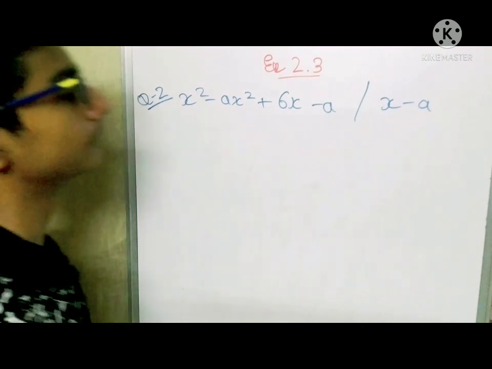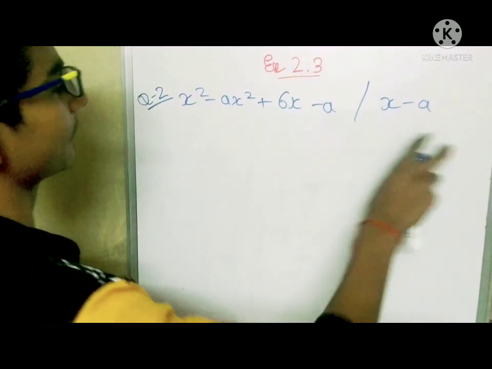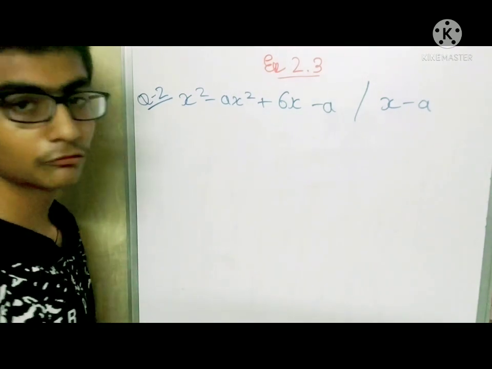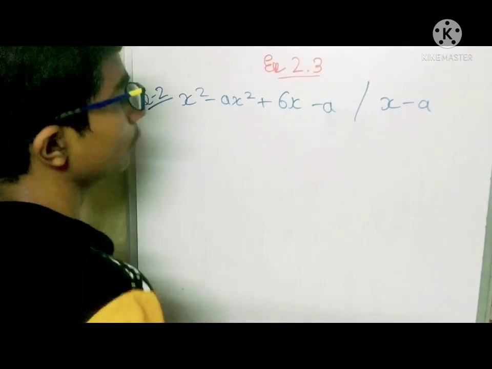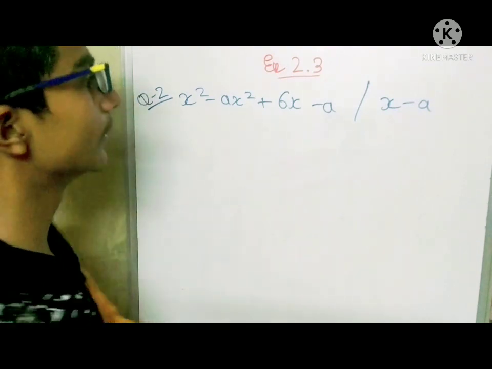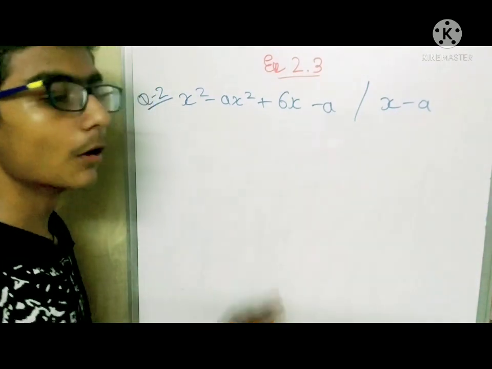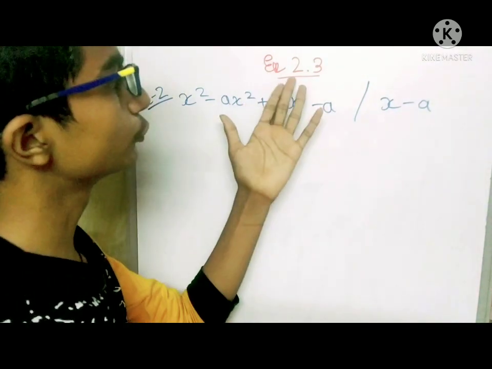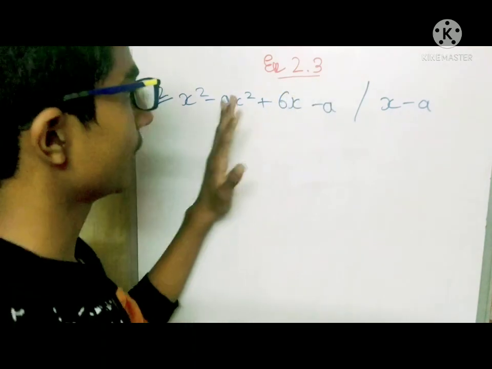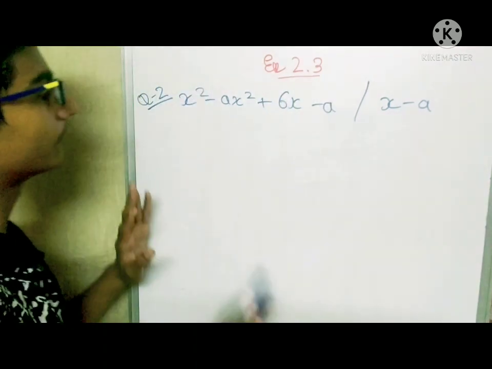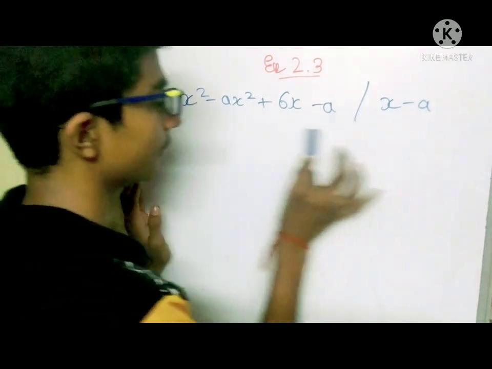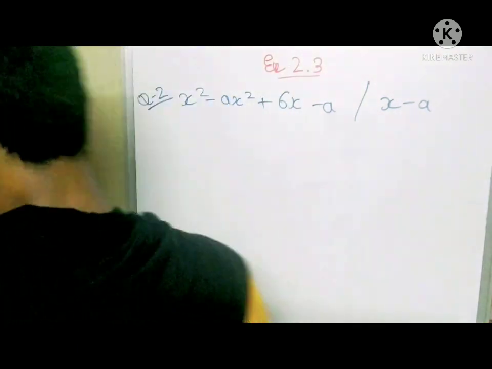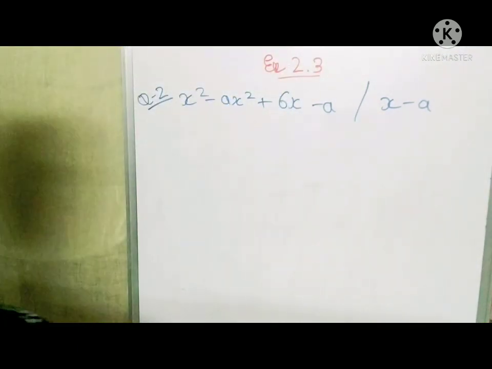We have to divide by x minus a, and in the question the long division method is not mentioned, so we are not going to do it with the long division method. See, the long division method is going to come in exercise 2.5, so in exercise 2.3 we are going to divide by using the simple method only. So now we are going to solve this.